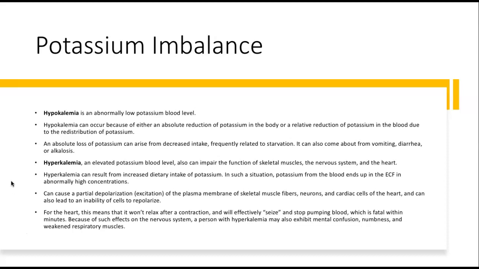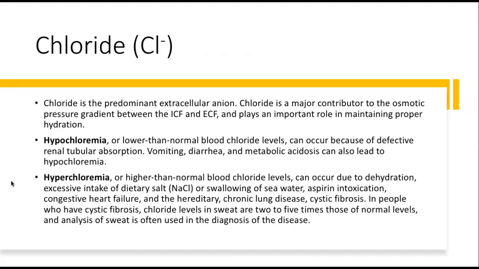What you'll actually see is that the lethal injection used to be potassium, because it would just stop your heart very, very quickly. A person with hyperkalemia might exhibit mental confusion, numbness, weakened respiratory muscles, and of course, death very, very quickly. Okay, the next is chloride, which is an anion, a negative ion.